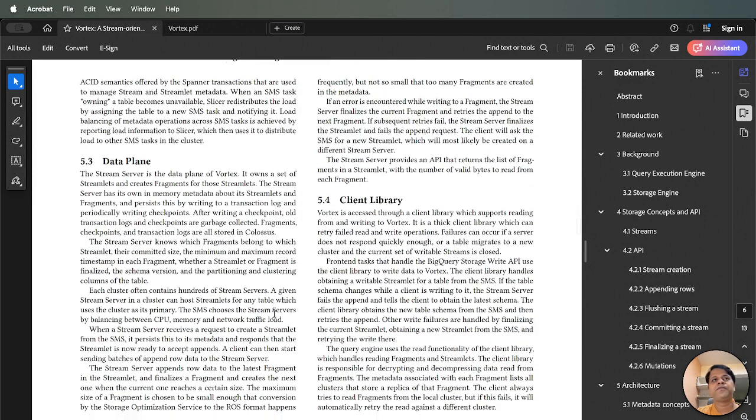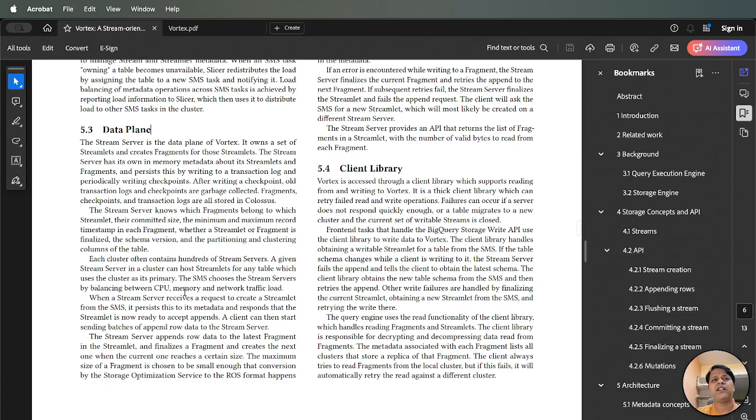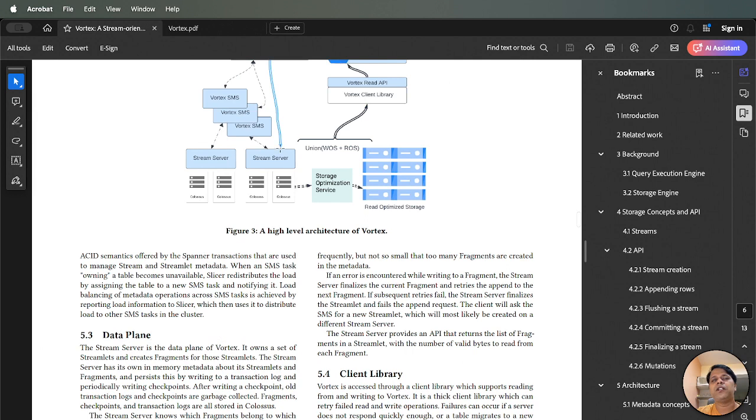The data plane talks about how the streamlet fragments are handled. You can go through it for more detail, but you can think of it as handling all of the streamlet fragments and your log files. Log files are on Colossus here, but the fragments and how the stream is written to the interface are handled here, the writing process.